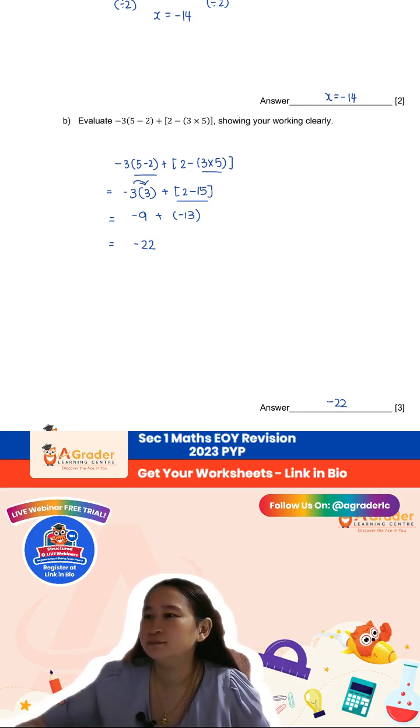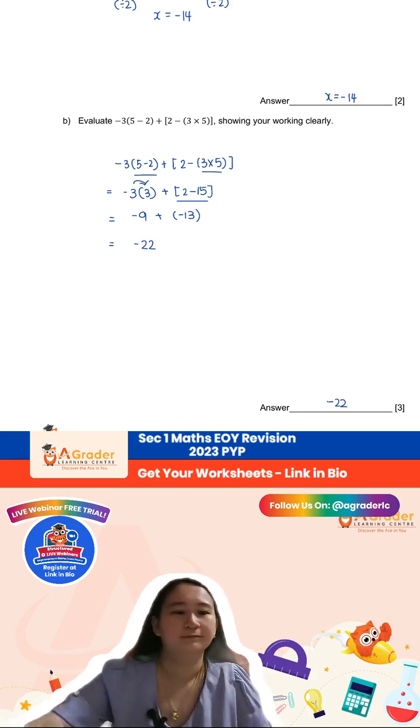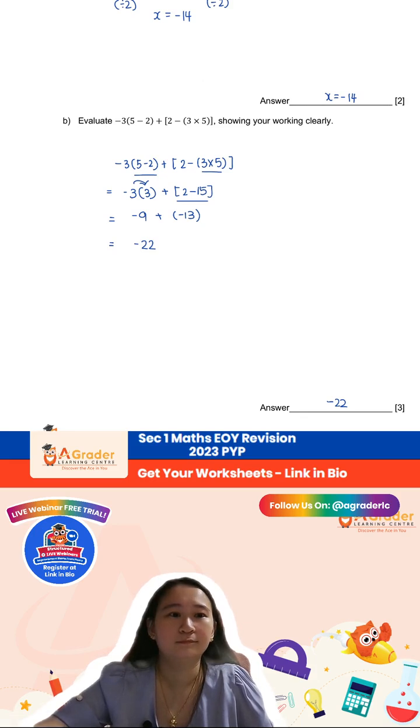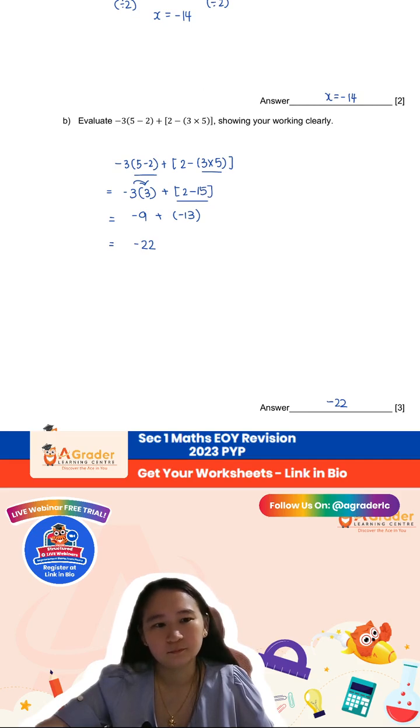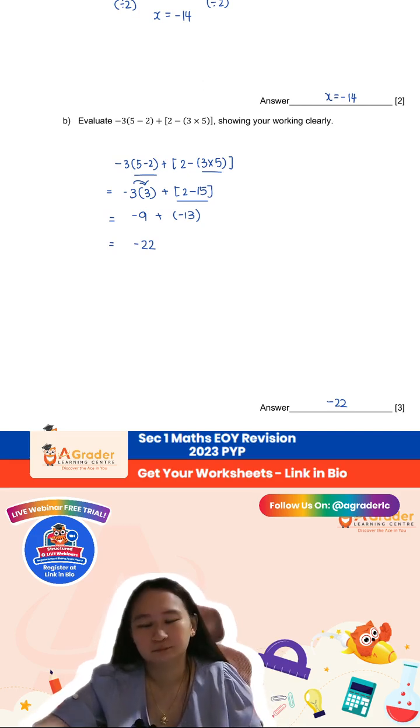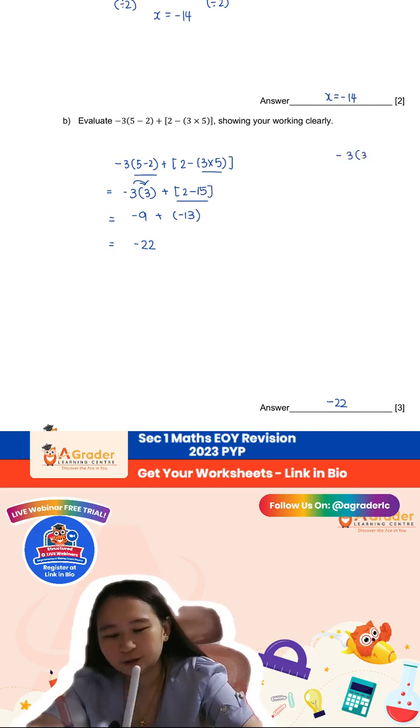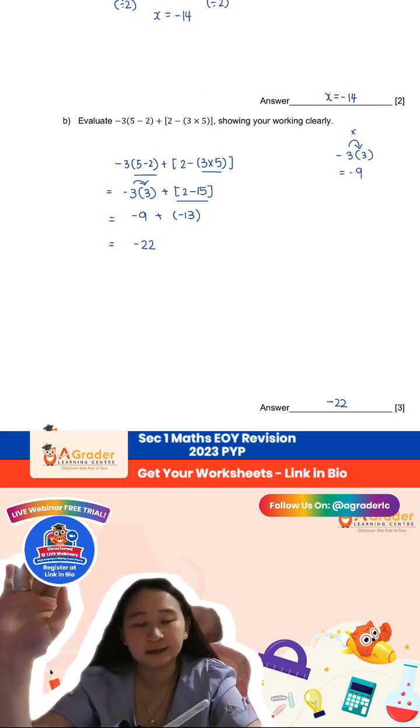Anyone, any question? It's question 2B. Negative 3 times 3, we get negative 9. So when you expand out the bracket, we have negative 3, bracket 3, which means negative 3 times 3. That's how we get negative 9 here.